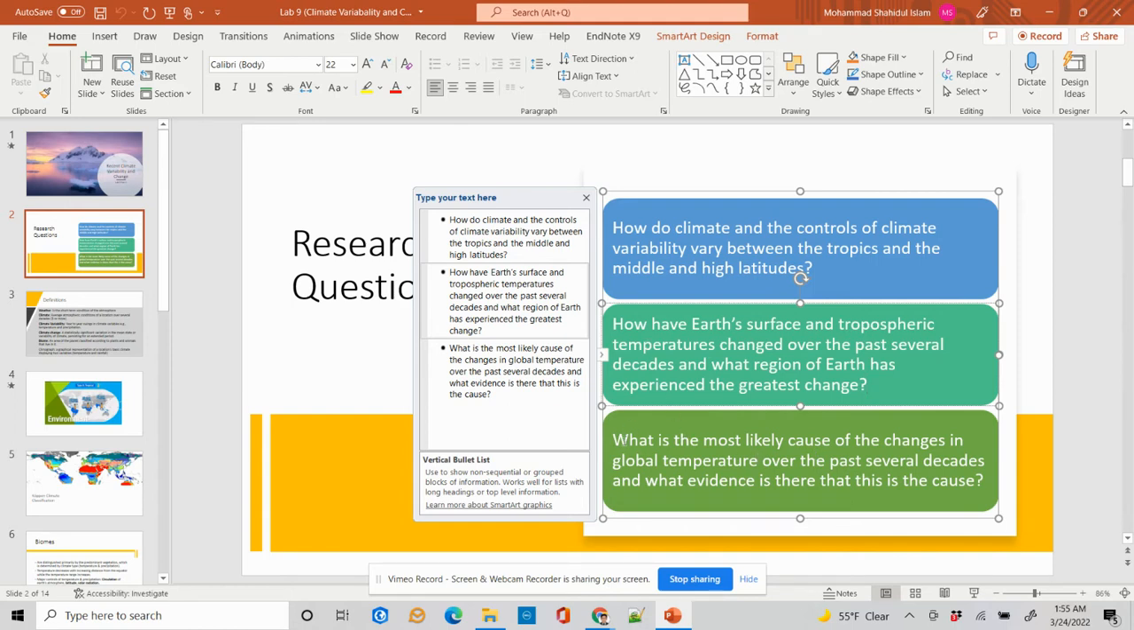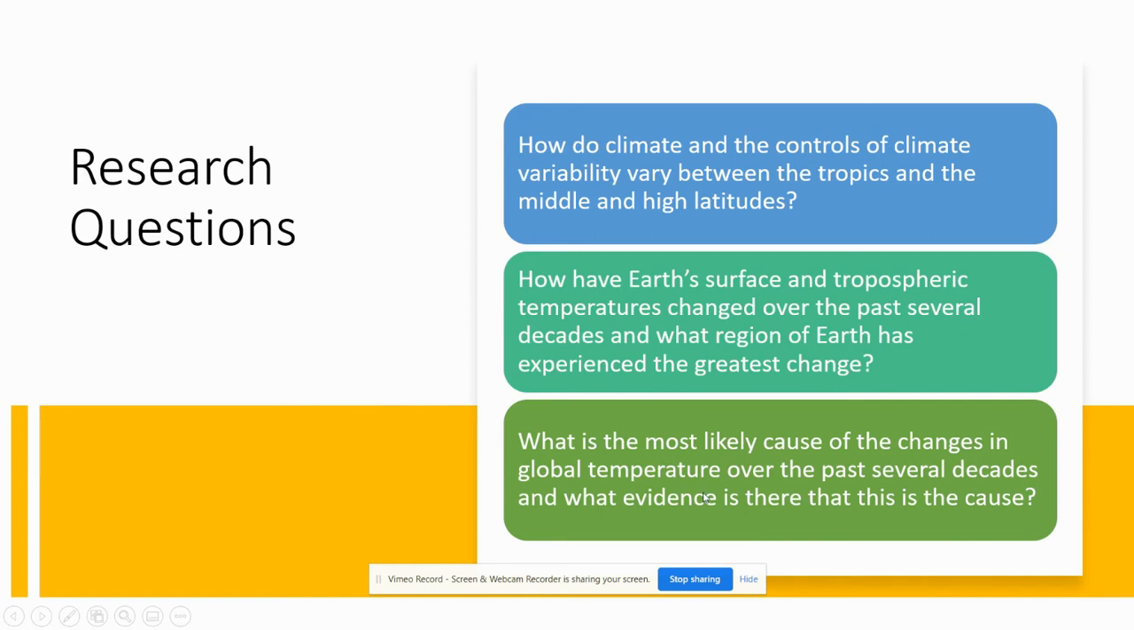So that is question two, and number three is, what is the most likely cause of the changes in global temperature over the past several decades, and what evidence is there that it is the cause? So why has global temperature changed?